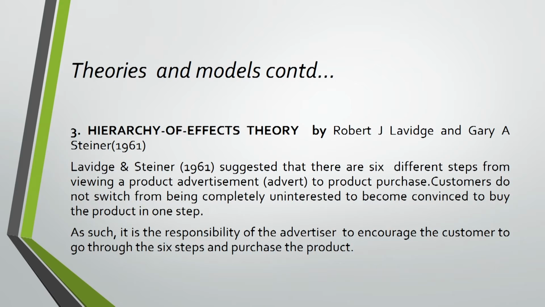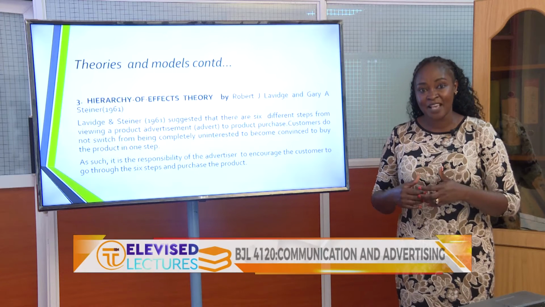And they suggest that there are 6 different steps of viewing a product advertisement, an advert. Between the time we see that advert running on radio, television and internet, and the time I go to purchase, it will take 6 different steps. And these are the key steps that every advertiser should put into consideration again. There's so much you have to put into consideration, because we live in a world where there's a lot of competition. So as such, it is the responsibility of any advertiser to encourage the customers to go through the 6 steps. How will you do that?